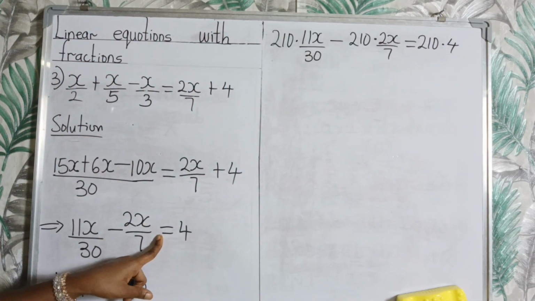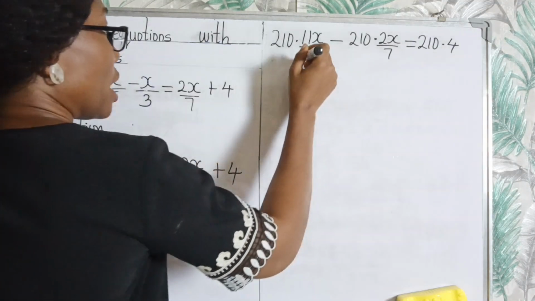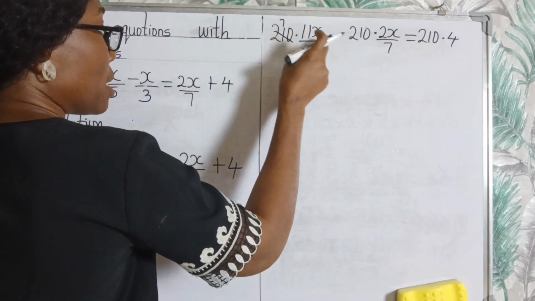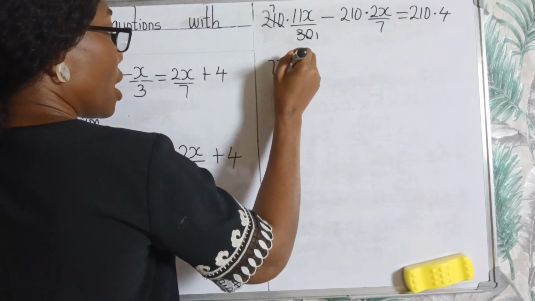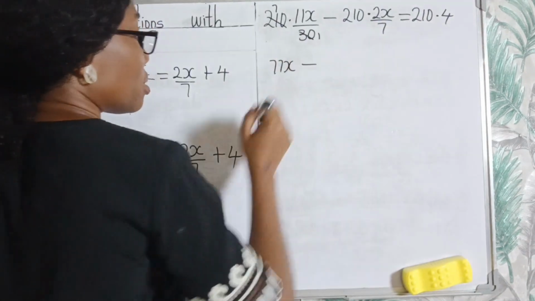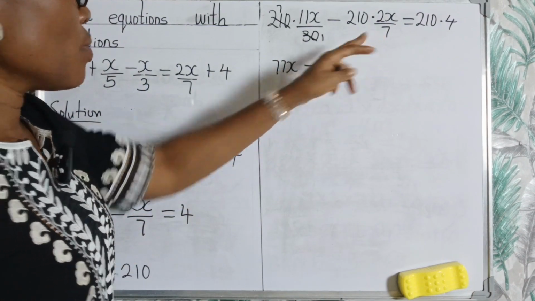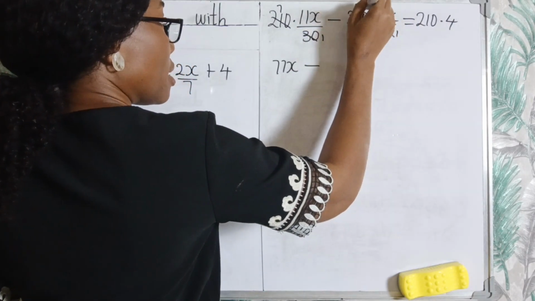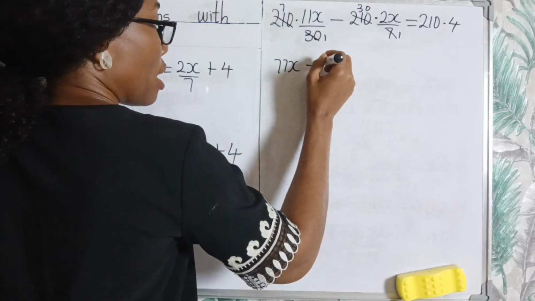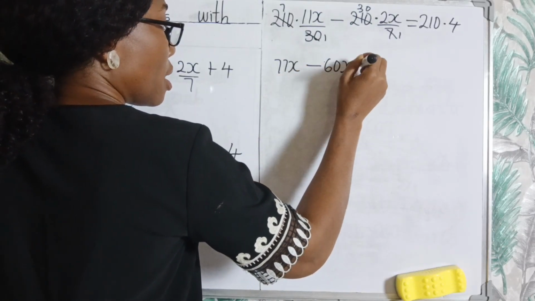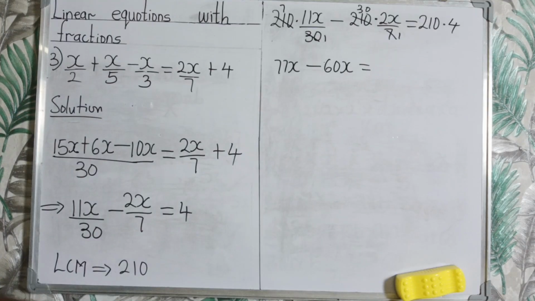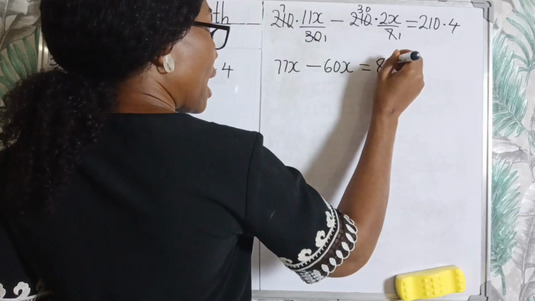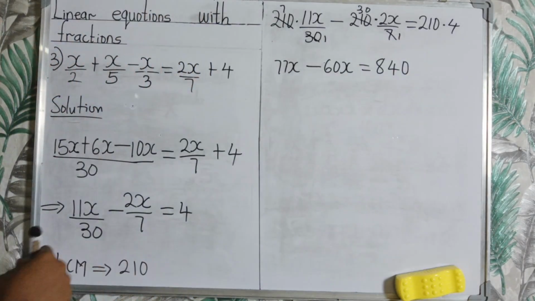Okay, all right, so here we have 30 will divide itself 1. 30 into 210, we have 7. So 7 times 11, we have 77x. Minus, here we have 7 would cancel itself 1. 7 into 210 is 30. 30 times 2x, we have 60x. And this is equal to 210 times 4, you're going to have 840.